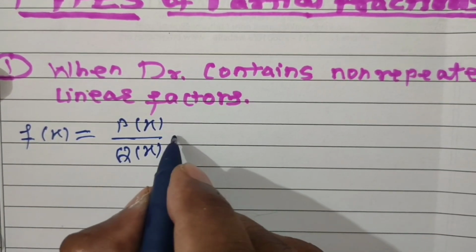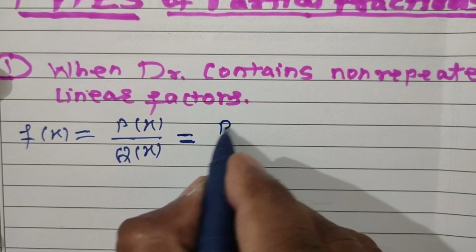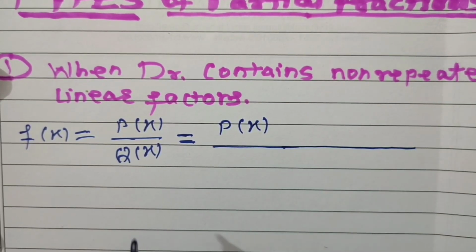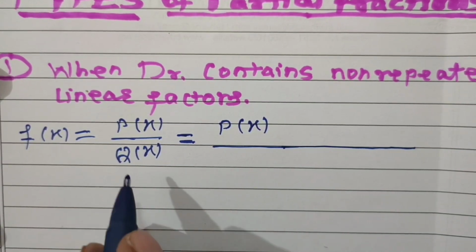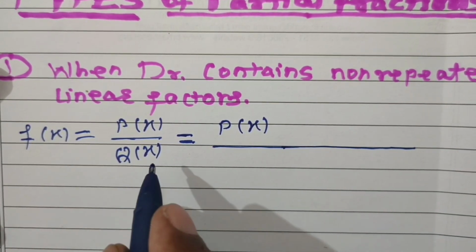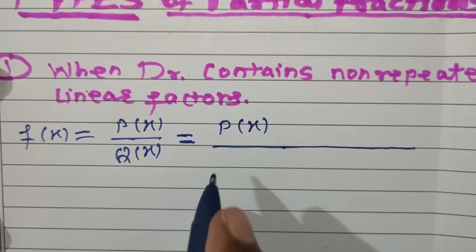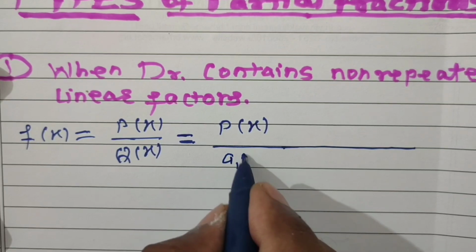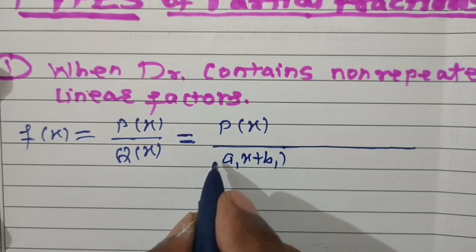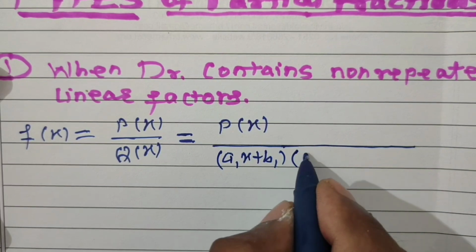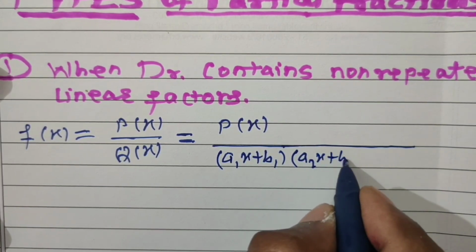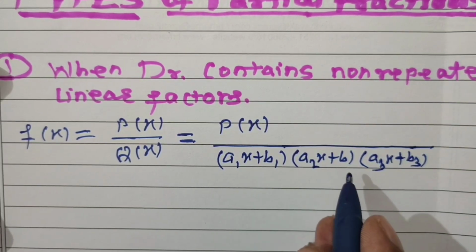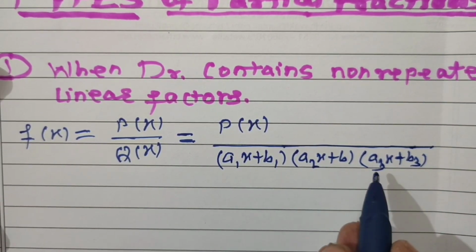Suppose this rational function is given by, we are assuming only denominator. All these types are depending upon factors of denominator, means nature of denominator. Numerator as it is. Suppose denominator q of x, its linear factors are a1x plus b1, this is first linear factor. Second one is suppose a2x plus b2. Third one is suppose a3x plus b3. These three factors are there suppose, and no one factor is repeated.